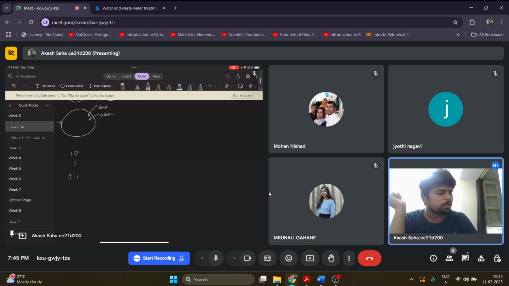But what are you given? Instead of 10, you are given 0.01, right? And then 0.001, then 0.0001. So what is the factor difference here? By how much factor are you diluting?